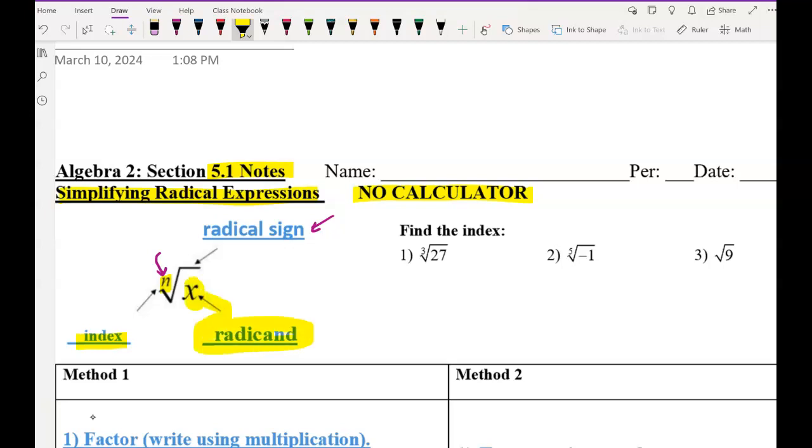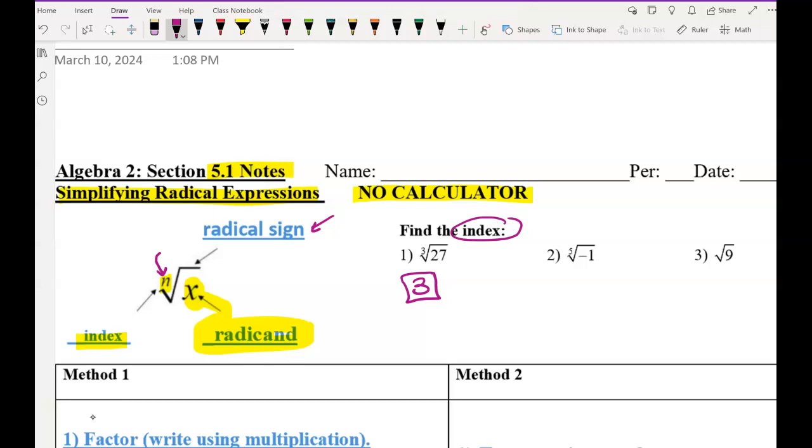So if I say over here, example 1, let's look at that one. On example 1, we have the 3 in the little hook, so that's an index of 3, so cube root. And then the radicand is 27, and we want to find the index, okay? We don't need to simplify because that's not the direction. So guys, the index is 3. On number 2, go ahead and state the index for me, and then 3.